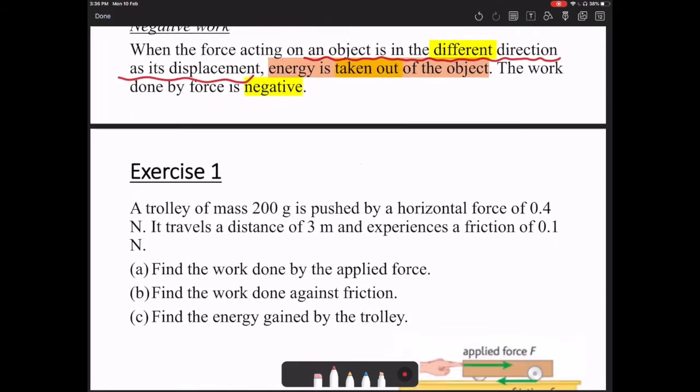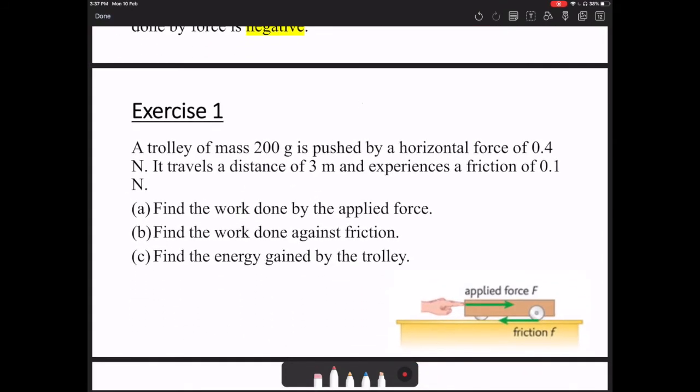Now let's look at exercise 1. A trolley of mass 200 grams is pushed by a horizontal force of 0.4 newtons. It travels a distance of 3 meters and experiences a friction of 0.1 newtons. Part A. Find the work done by the applied force. Okay, so I write as W1. The work done by the applied force equals force times displacement. Okay, so the applied force is 0.4 newton.